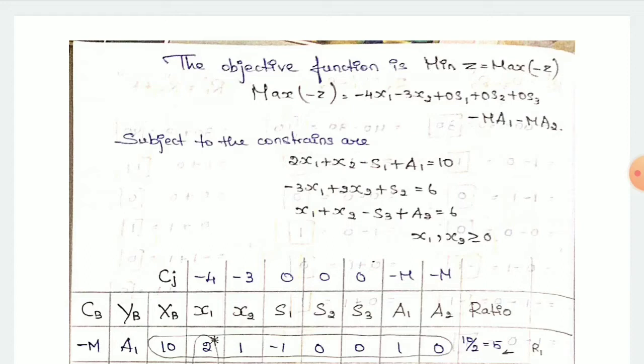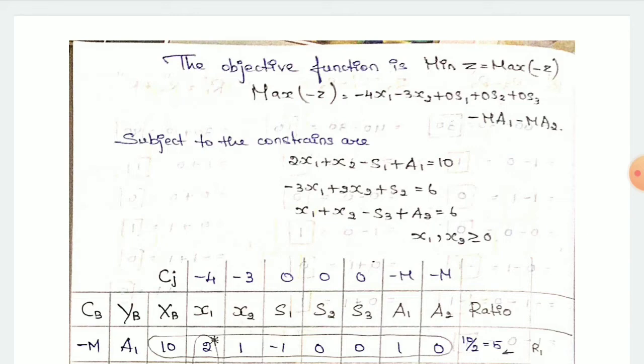Here x1, x2 are greater than or equal to 0, and s1, s3 are the surplus variables, s2 is the slack variable, and a1, a2 are the artificial variables. So here the maximization of z, that is minus z, is equal to minus 4x1 minus 3x2. Here we have artificial variables and surplus variables. So plus 0s1 plus 0s2 plus 0s3. We have two artificial variables. So for the artificial variable the coefficient is minus m. This is always constant. So minus m into a1 minus m into a2.